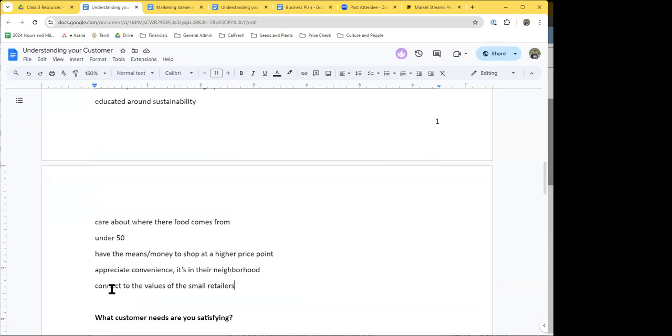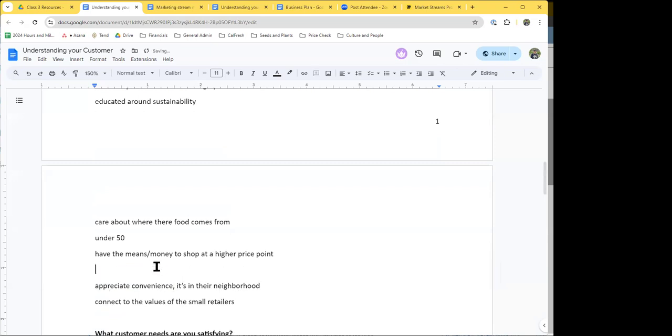On the flip side of convenience, because there are fewer of these places than normal grocery stores, people would be going out of their way to shop there because they care. So they have the means, money or time, and transportation to go out of their way.